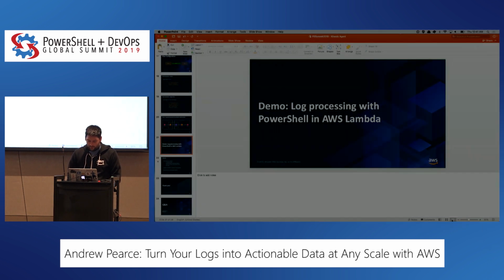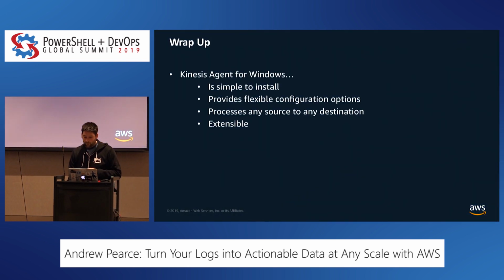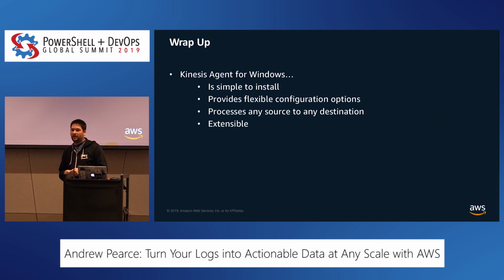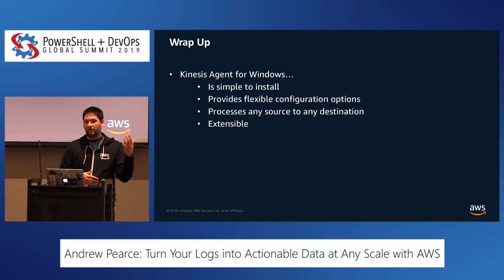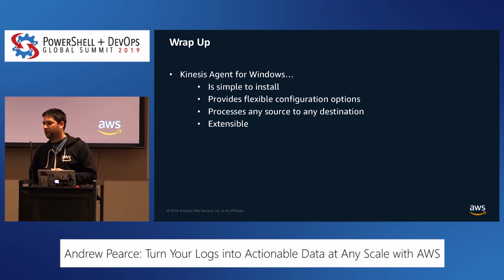So let's go back to the slides and kind of wrap up. So to wrap up, the agent's very simple to install. It's a PowerShell script, download it, run it, or as I said, there's a beta MSI already available. So in the coming weeks, the MSI will move to our production bucket, and you'll have access to an MSI for installing as well. It's very flexible configuration options.